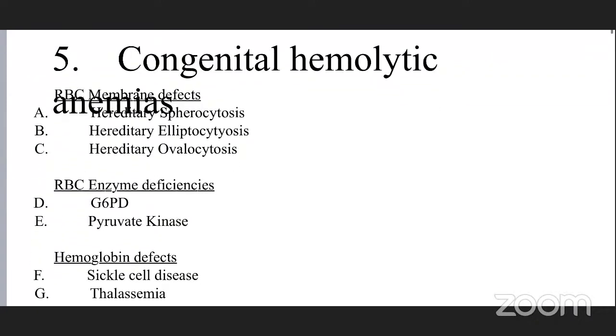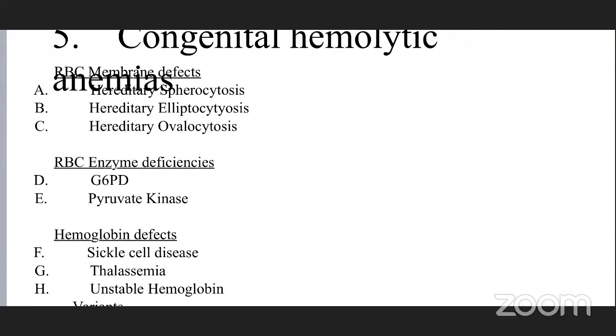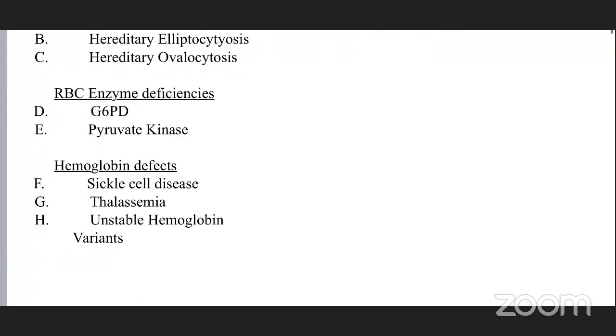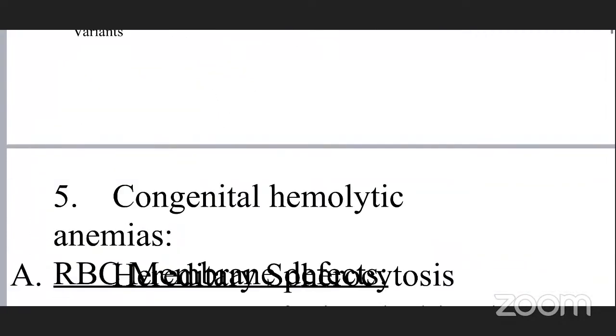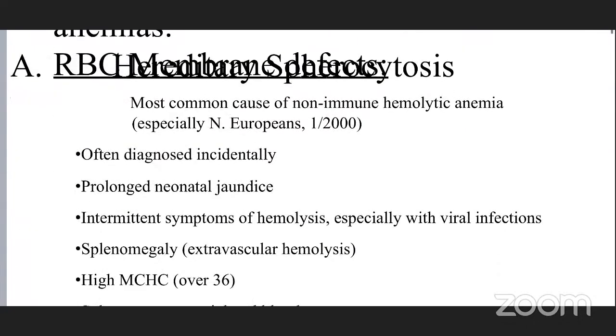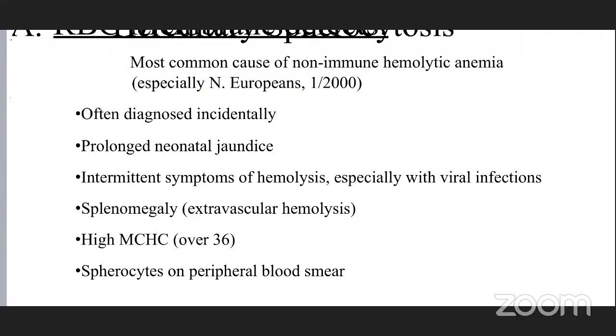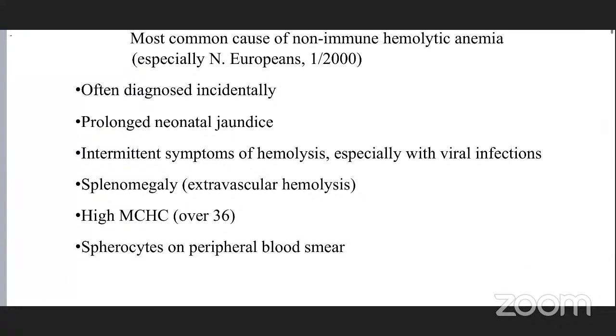We have RBC membrane defects like hereditary spherocytosis, hereditary elliptocytosis, and hereditary ovalocytosis. And then we have RBC enzyme deficiency like G6PD and pyruvate kinase. We have hemoglobin defects, which they already talked about: sickle cell disease, thalassemias, and unstable hemoglobin variants. If you talk about RBC membrane defects, spherocytosis is the most common cause of non-immune hemolytic anemia, especially in North Europe, around 1 in 2,000. But we also have it in our Middle East area, and it is often diagnosed incidentally.